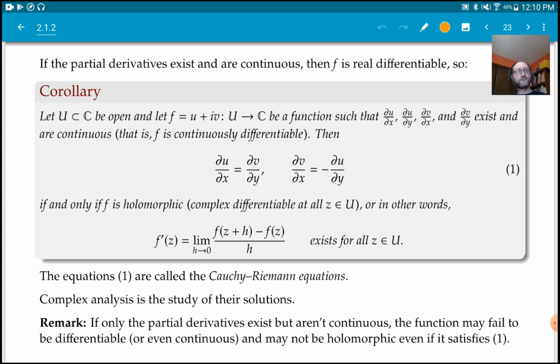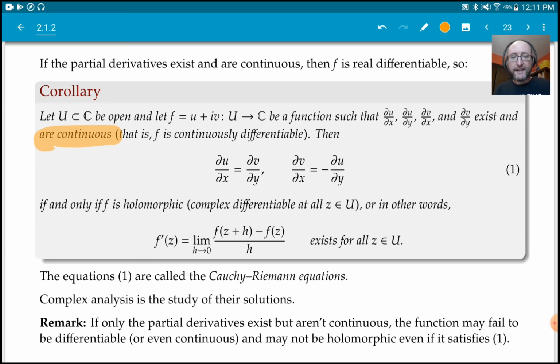Now, you want to be a little careful. You have to try a little bit to find a counterexample, but it's not true that if the partial derivatives exist and happen to satisfy the Cauchy-Riemann equations, that means the function is holomorphic. It doesn't really mean much at all. It doesn't even mean that the function is continuous. So only getting the Cauchy-Riemann equations is not enough. You have to have something, for example, that the partial derivatives are continuous. And we'll see an example of this a bit later on.